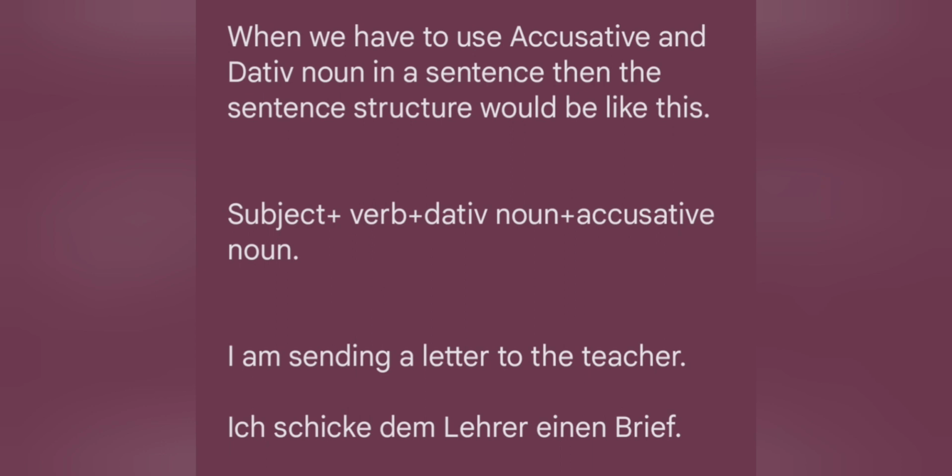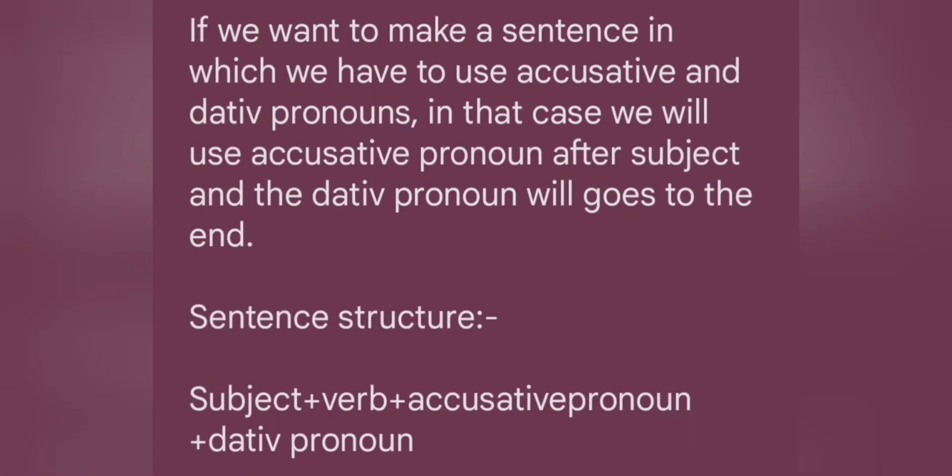So I have given one more example. There is a sentence, I am sending a letter to the teacher. So we will translate this sentence in German like this: Ich schicke dem Lehrer einen Brief. In this sentence also, after the subject we have put the dative noun first, and the accusative noun goes to the end. And now I am coming to the next case.